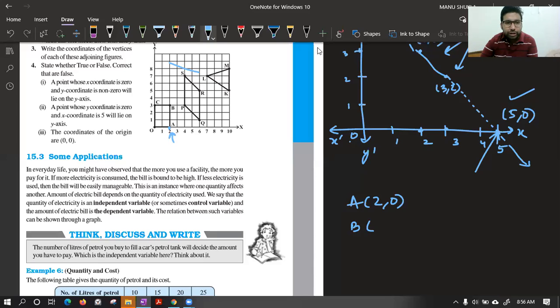So if you see point B's x coordinate is 2 only, y coordinate is 3. So the coordinates are 2 comma 3.